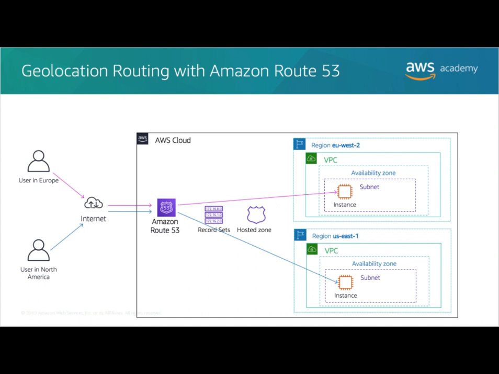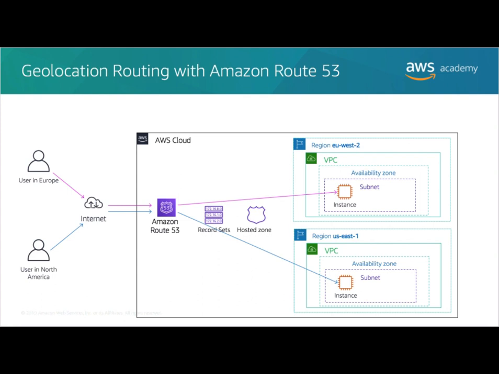In this third and final part of the Route 53 routing demo, I'll demonstrate how to configure geolocation routing. Geolocation routing lets you choose the resources that serve your traffic based on the geographic location of your users. In other words, the location that DNS queries originate from.